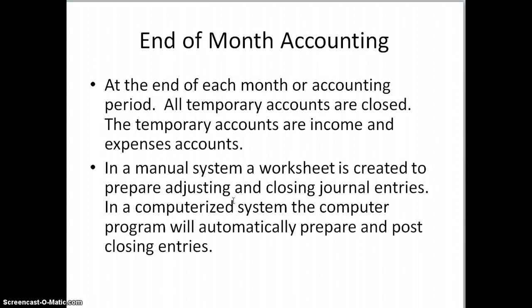In a manual system, a worksheet is created to prepare adjusting entries and closing entries. In a computerized system, the computer program will automatically prepare and post closing entries. So if you're in a manual system, you have to make the journal entries yourself. If you're using a computer, it knows which ones are revenue and expense accounts because you've coded them that way to the computer, and they will close automatically and post the entries.